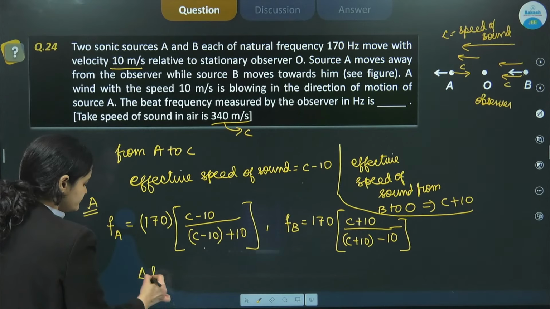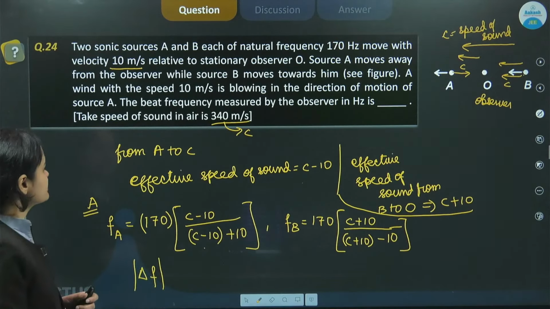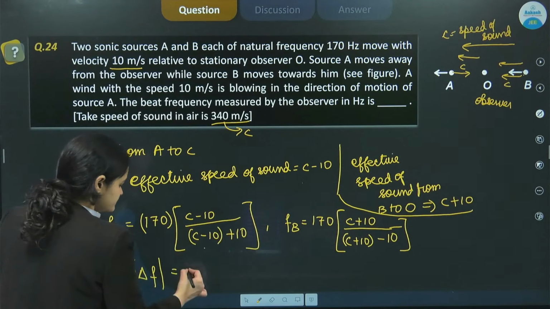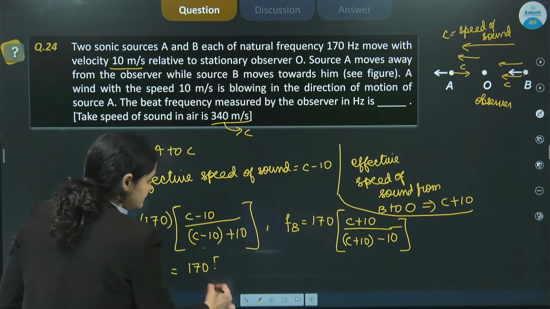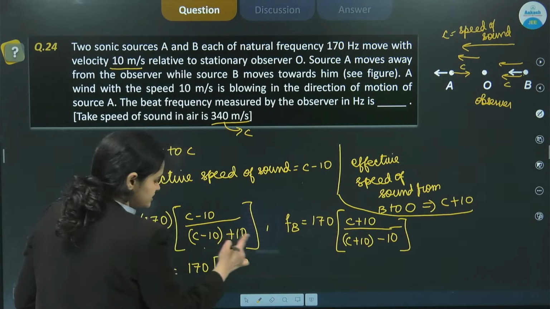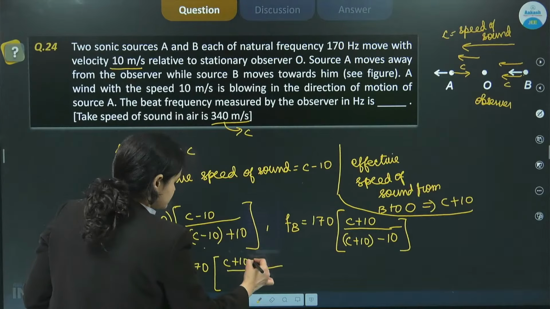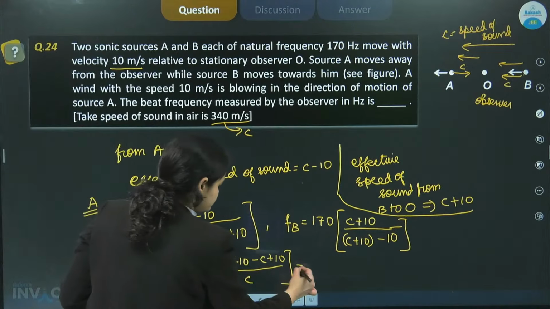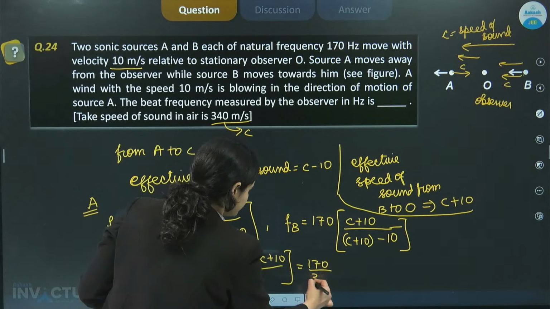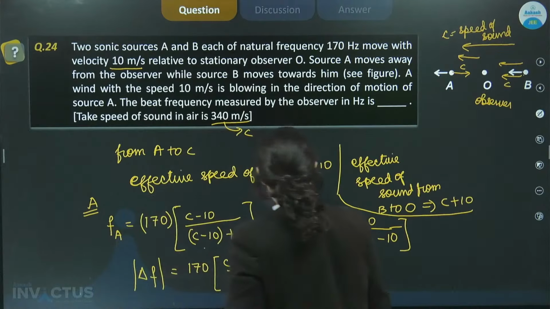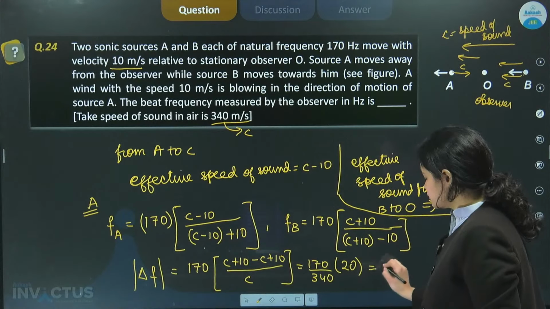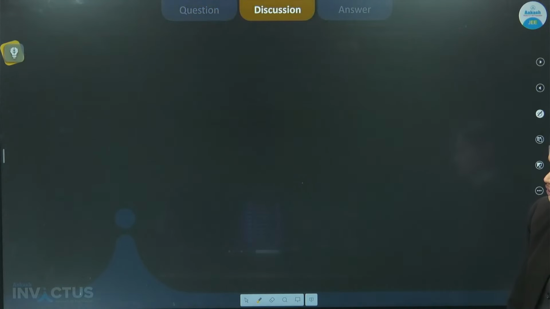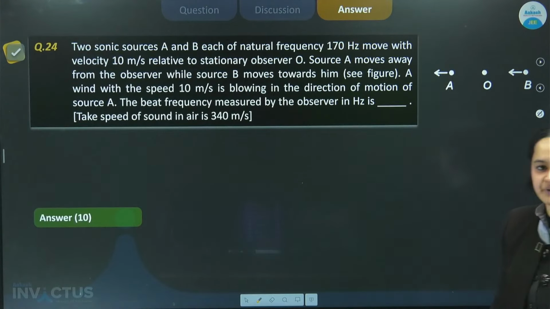We have to find out the value of beat. Okay, so the beat frequency means difference of frequency. So this actually turns out to be FB minus FA. So this is 170 into C plus 10. In the denominator we are left with only C. This is minus C plus 10. All right. So this is going to give you C as 340. So this is 170 upon 340, multiplied by 20. So the beat frequency turns out to be 10 hertz. So the answer to this question will be equal to 10 hertz. That is the beat frequency heard.